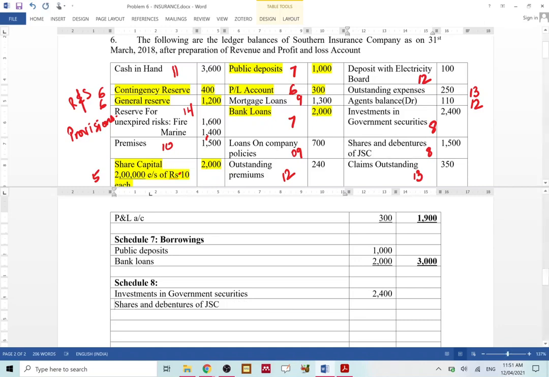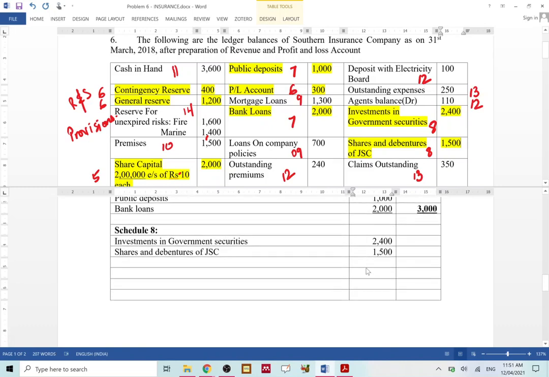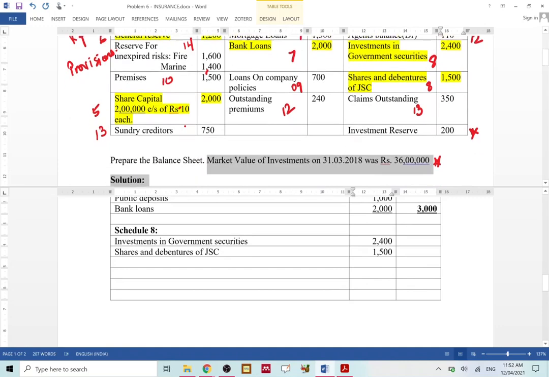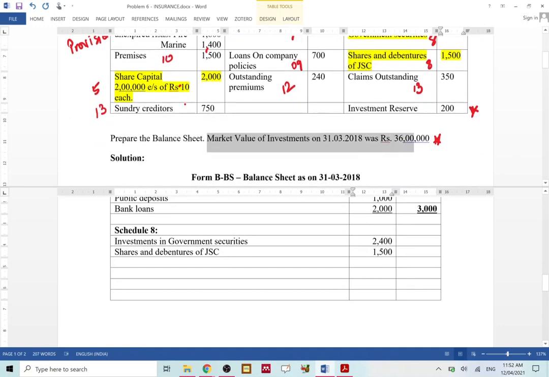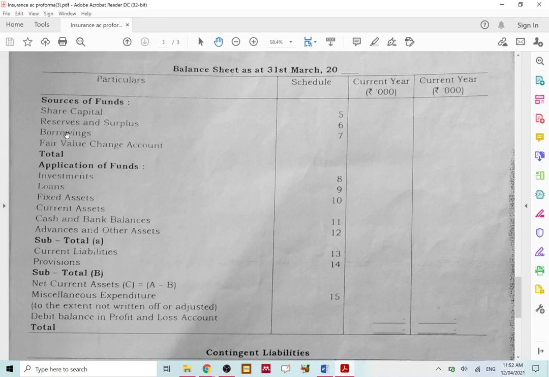Okay, that is 1500, right? Just highlight these that we have already taken, 1500. So in case of investment, you also have something called an investment reserve given in the problem, and then another adjustment called the market value of the investment. So there is some adjustment related to this, and we will have to make the changes or something called a fair value change account, right?